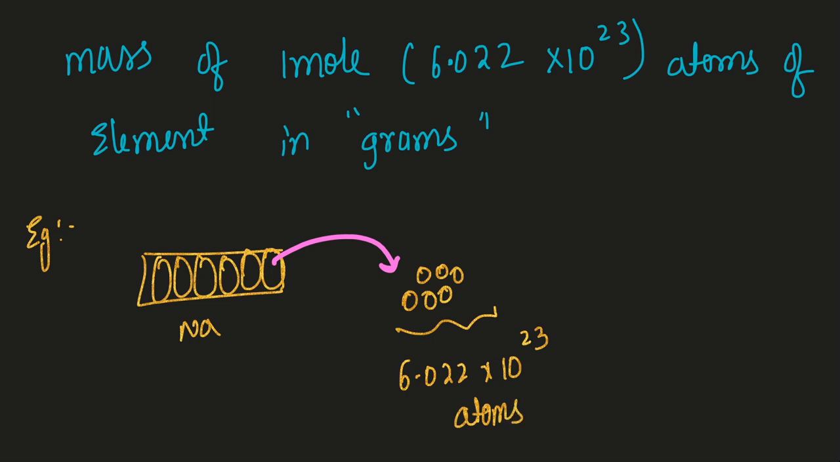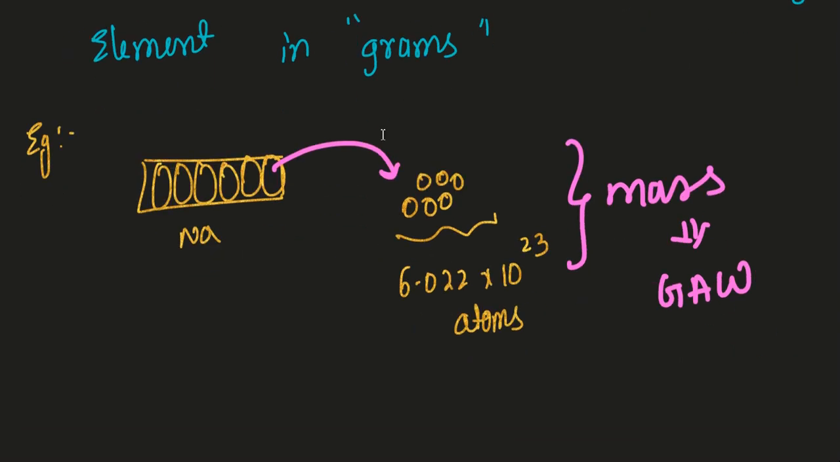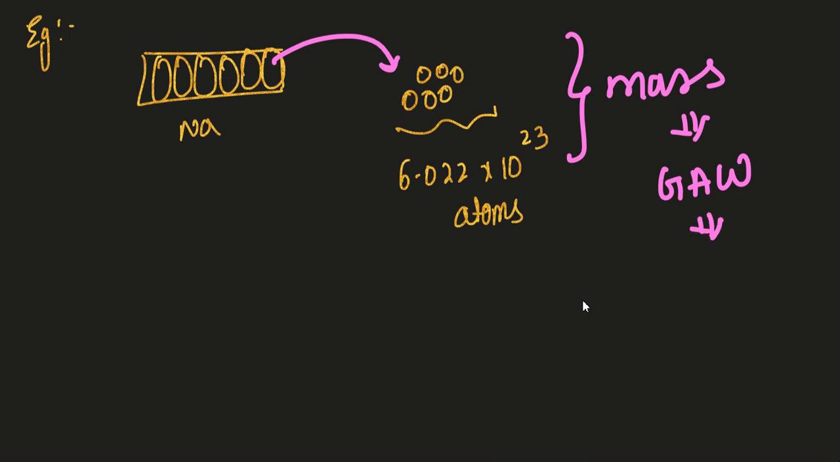Now what happened here? So the mass, whatever the mass you have for these many atoms, that mass we should call gram atomic weight, or if you want you can call it gram atomic mass. And its value was found to be 23 grams.